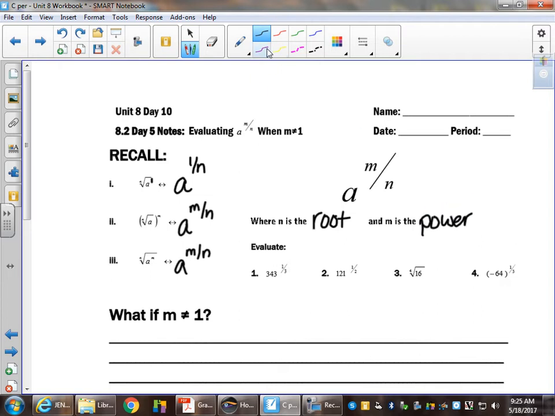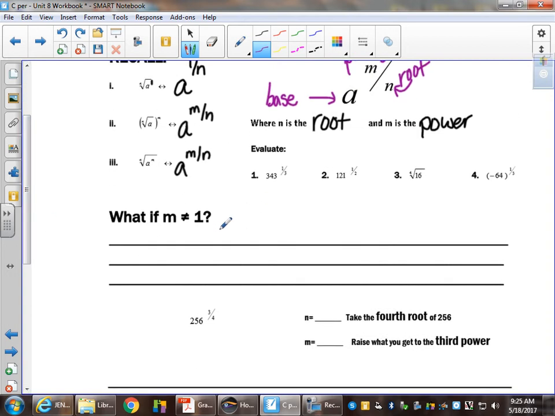And to get a visual idea, we have it here. We can label this also. N is the root, m is the power. A is the base. We are experts at evaluating, so let's use these 4 to warm up with our charts. How would I say number 1 out loud? Good. Third root of 343 is 7.